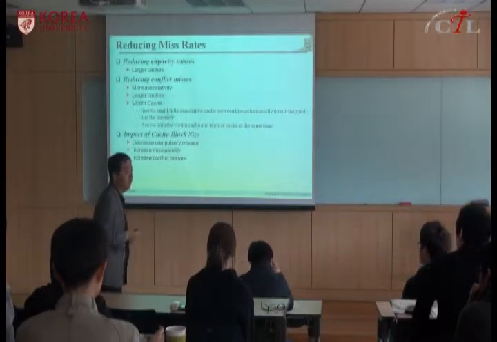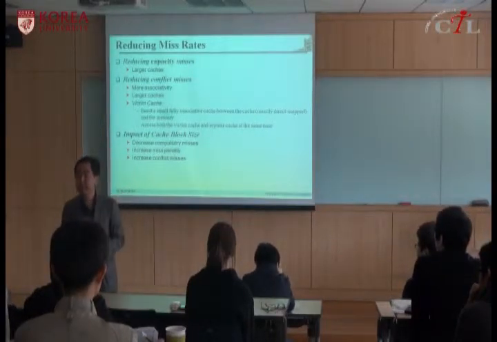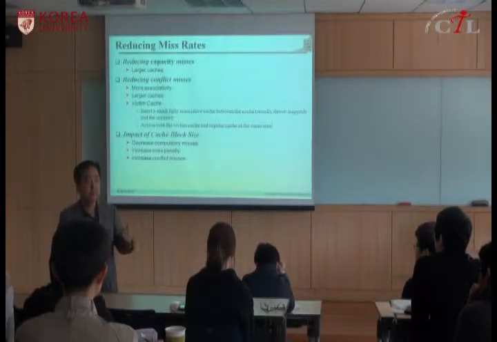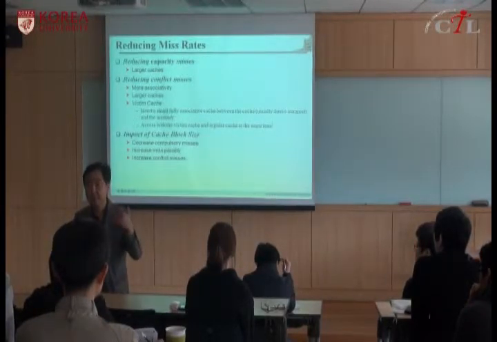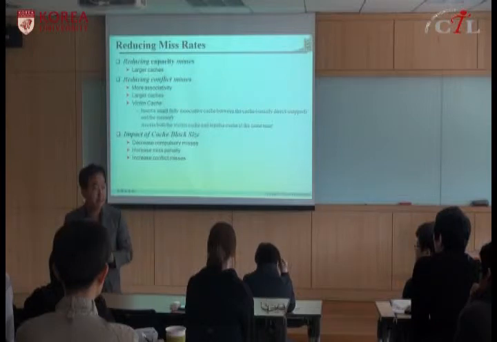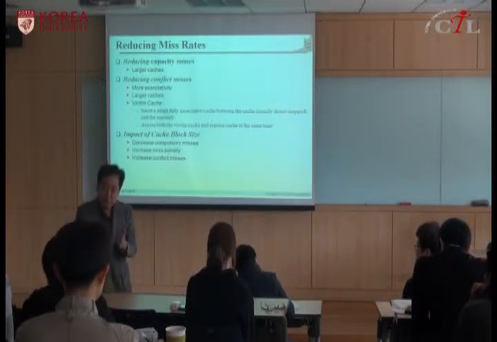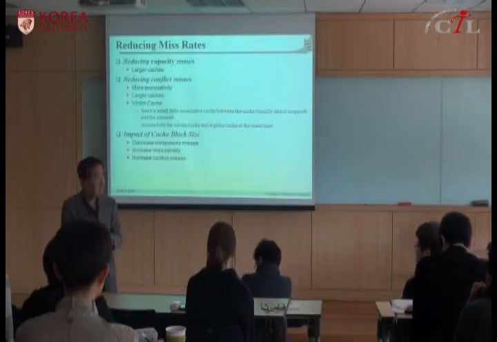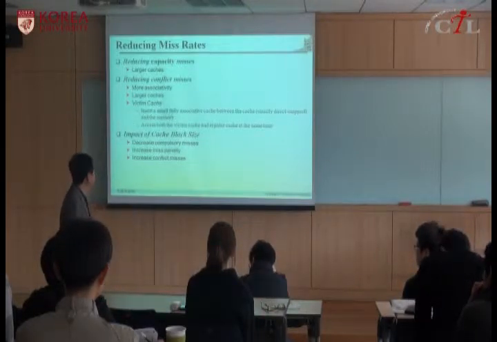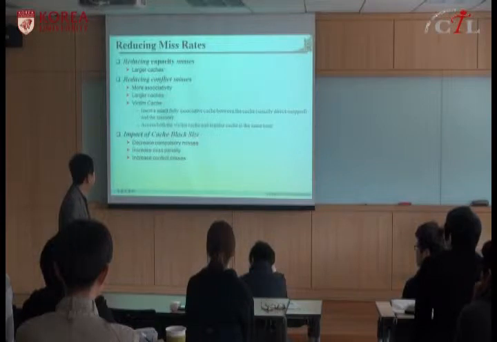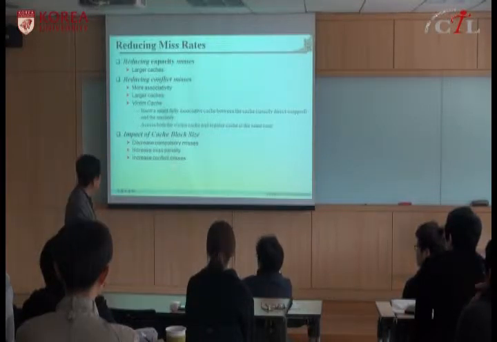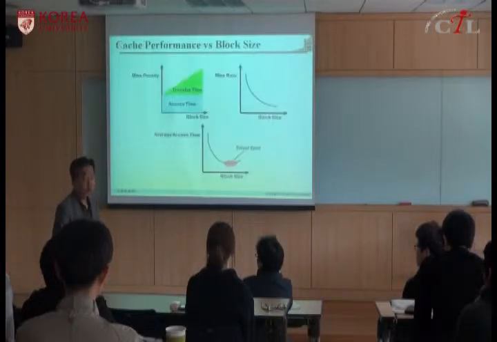But if you increase block size for maybe a direct mapped cache or set associative cache, you have fewer blocks in your cache, which will increase conflict misses. So essentially, if it's too small, maybe too many compulsory misses, but if it's too big, then it will generate too many conflict misses and so on.